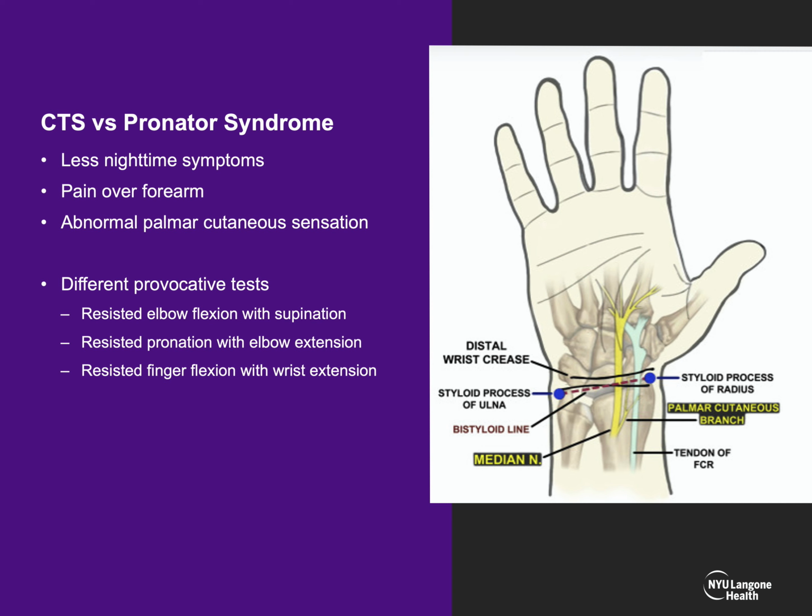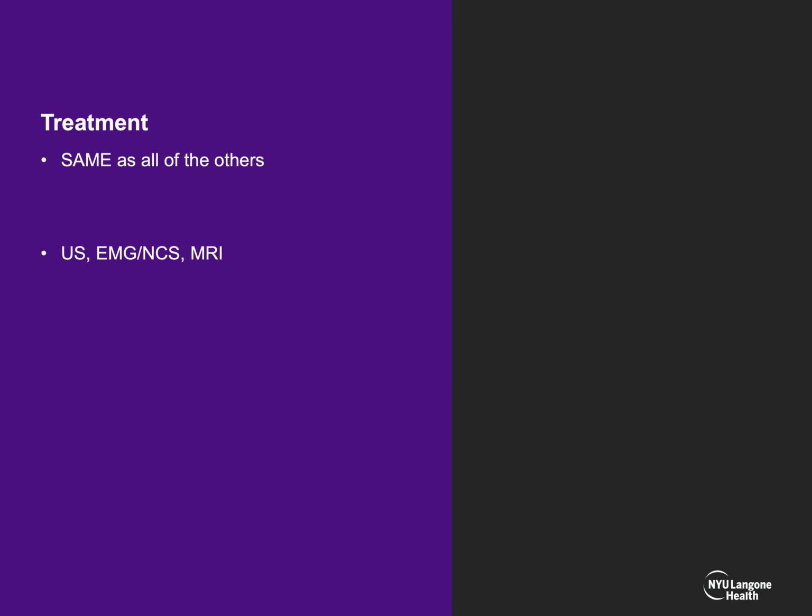Resisted finger flexion with wrist extension. FDS origin. The FDS work more. You put them on tension. So these provocative tests are all very different, but that's because it's different sites of compression potentially.